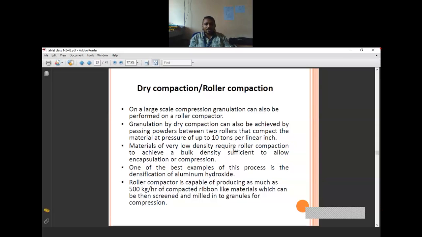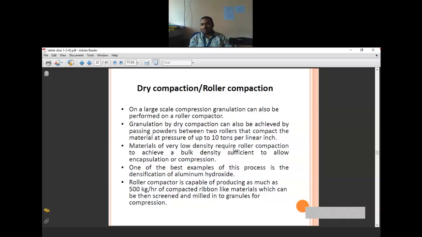A roller compactor is capable of producing as much as 500 kg per hour of compacted ribbon-like material, which can be screened and milled into granules for compression. So in dry compaction, or roller compaction, we can prepare 500 kg per hour. It is a very bulk quantity. If you are going to prepare bulk quantity tablets, we can use roller compaction.